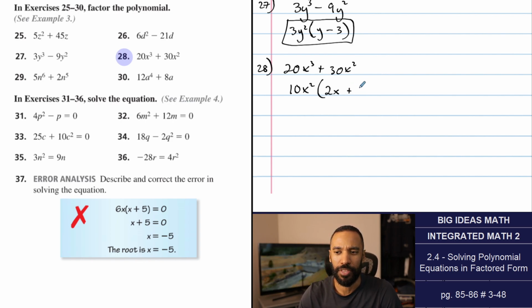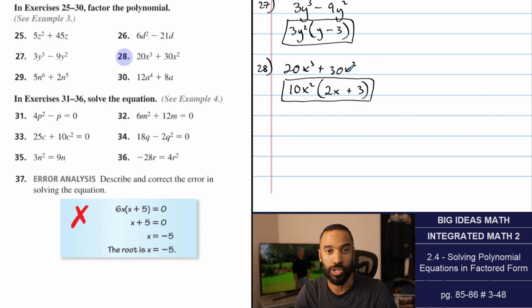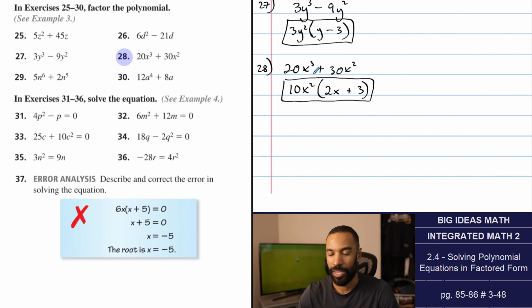Which makes sense probably for this problem set, because our whole goal of factoring is to create a scenario where, when set equal to 0, I can now solve these separately. 2x plus 3 and 10x squared equal to 0, I could solve separately. Together, I can't.